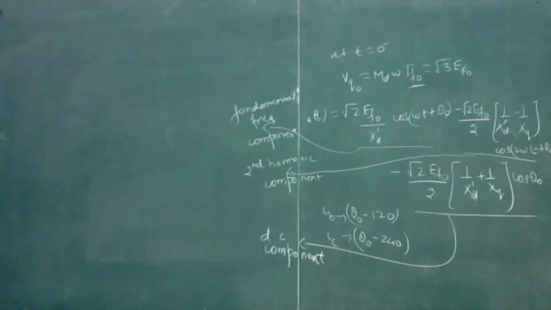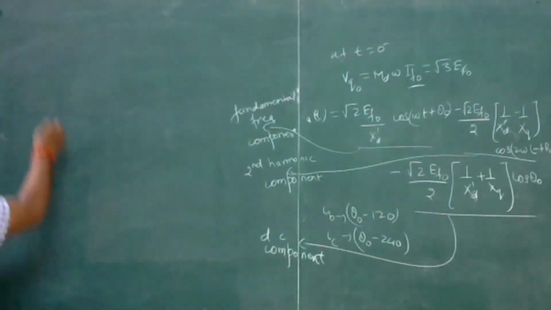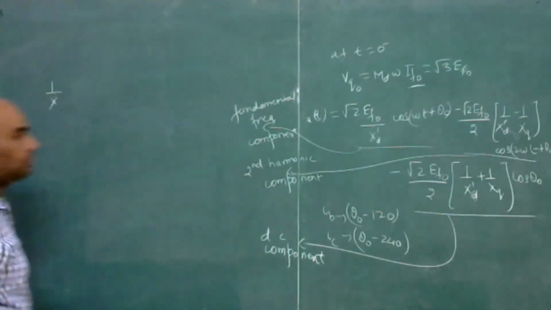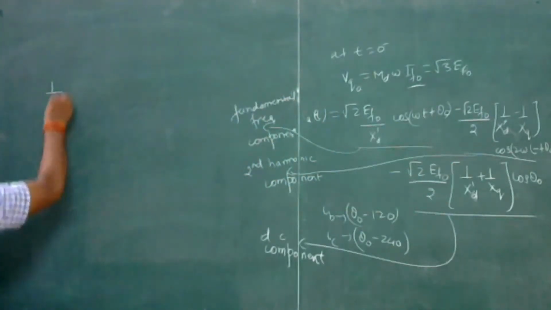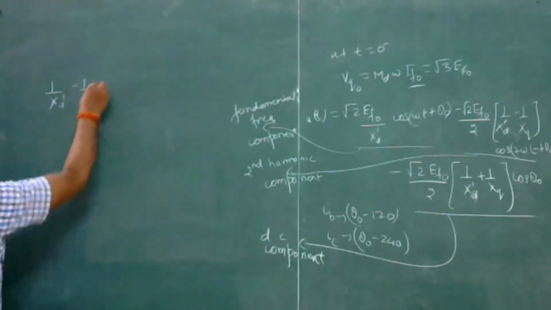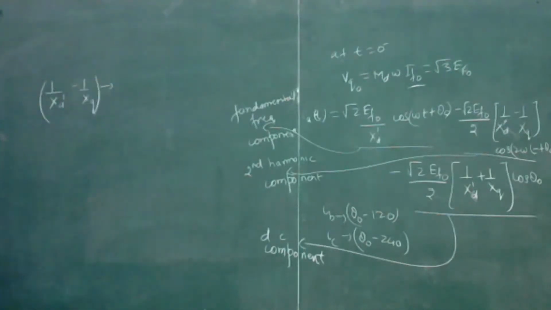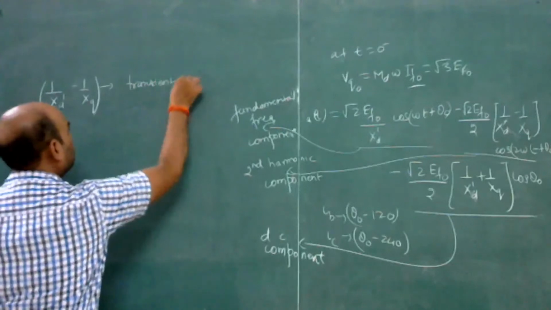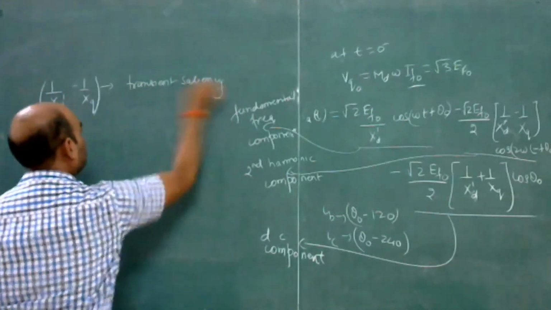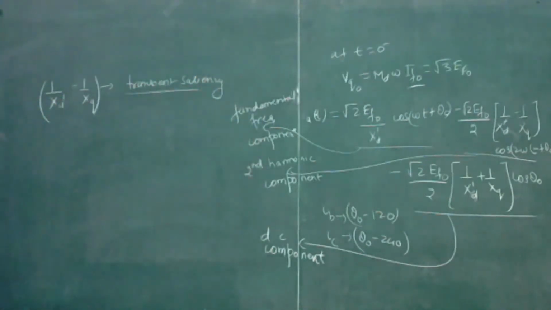Here, 1 upon Xd dash minus 1 upon Xq is also known as transient saliency. The magnitude of the second harmonic component, that is Xd dash minus 1 upon Xq, depends on this term, which is called transient saliency. Okay.